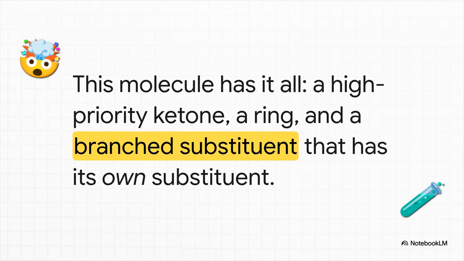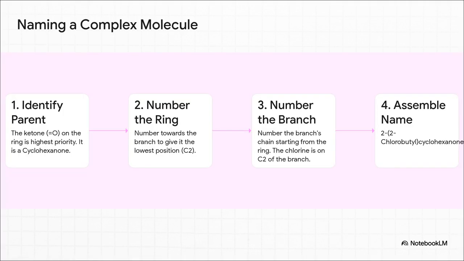Okay, time for the final boss. Let's take everything we've just learned and try to name this beast of a molecule. It's got a ring, it's got a high priority group, it's got a chain hanging off it, and that chain has a chlorine hanging off of it. Let's do this. The only way to tackle something like this is to not panic and just go step by step. First, find the most important part, the VIP. That's the ketone, the double-bonded oxygen. That makes the parent a cyclohexanone, and that ketone carbon is number 1. Easy. Next, we number the ring to give that big branch the lowest number, so it's on carbon 2.